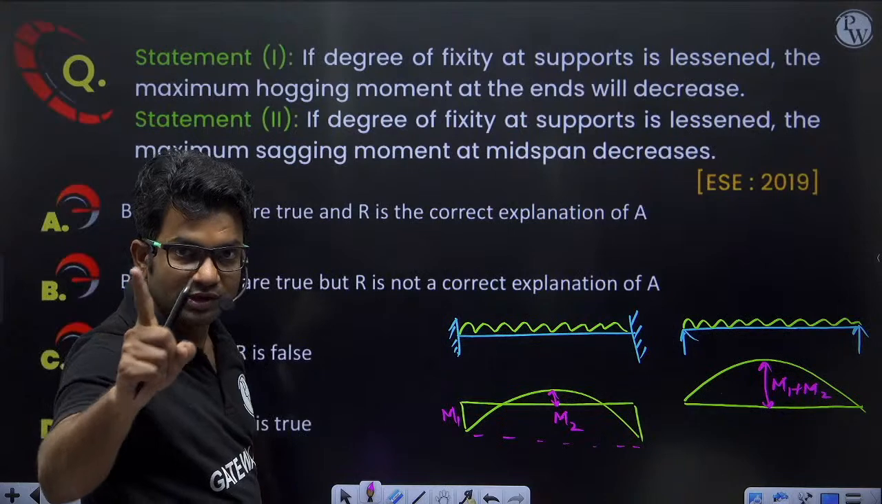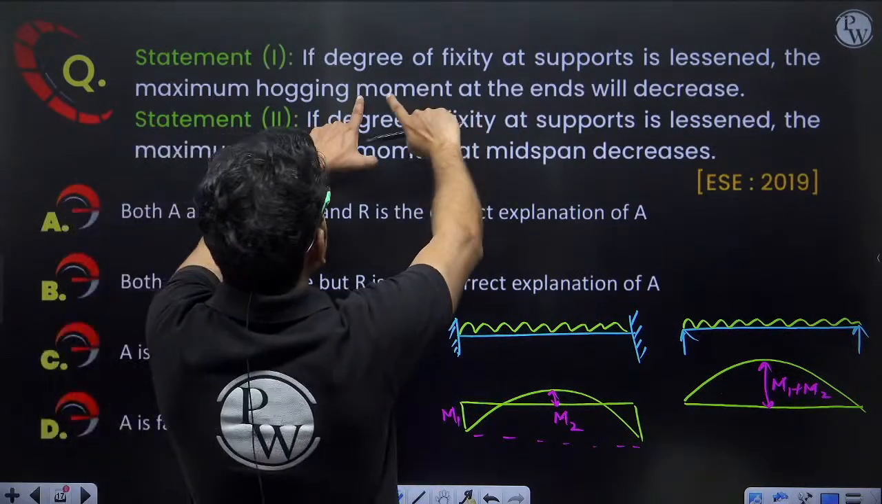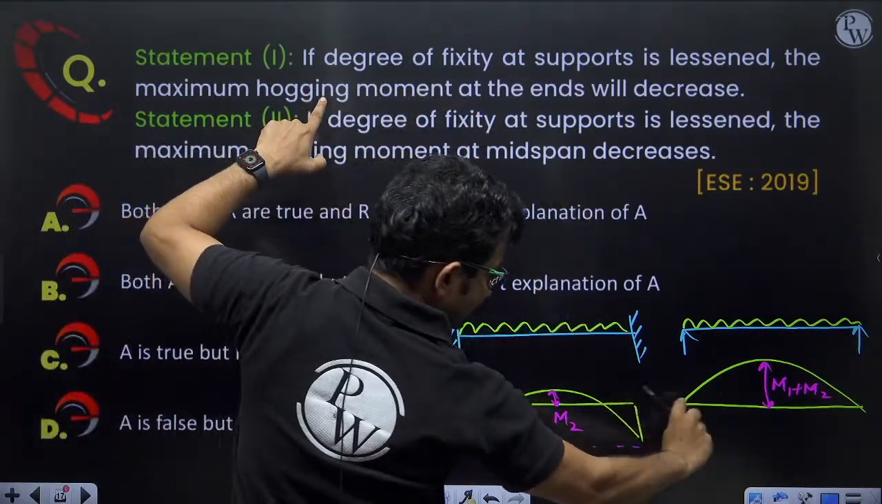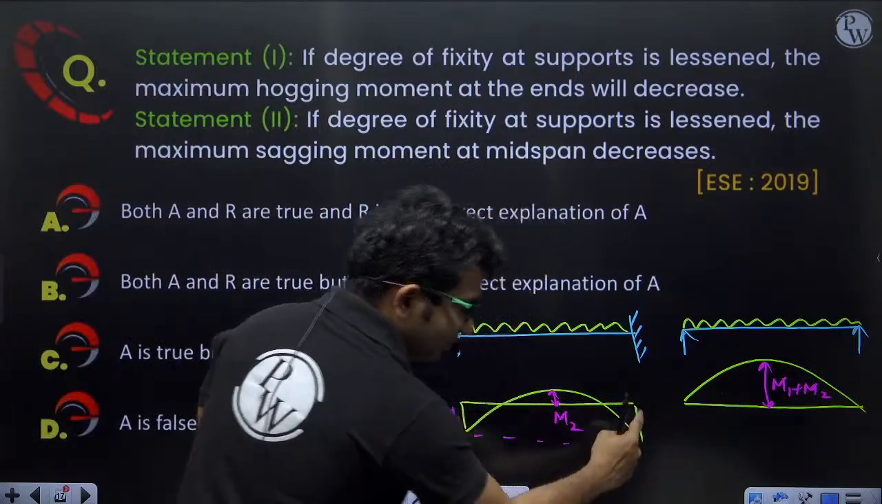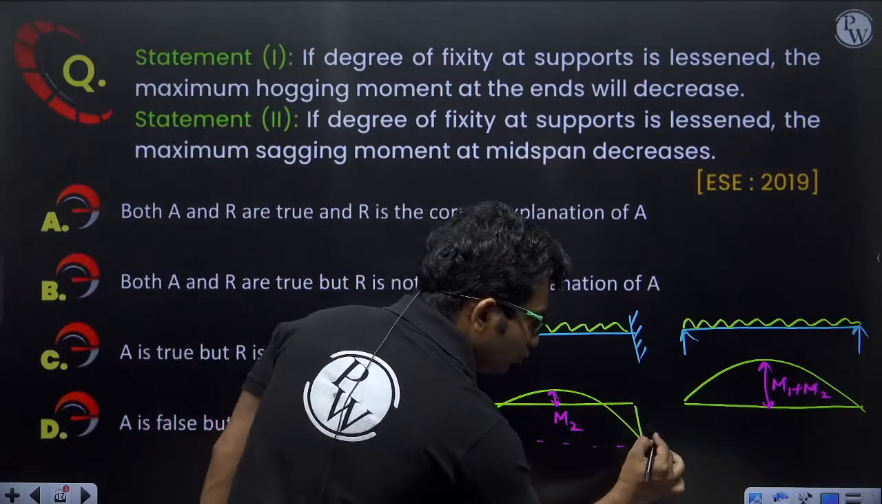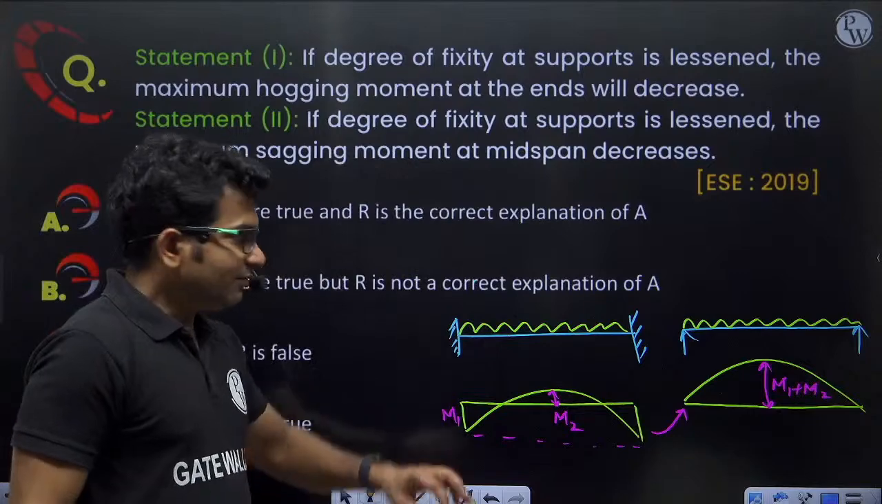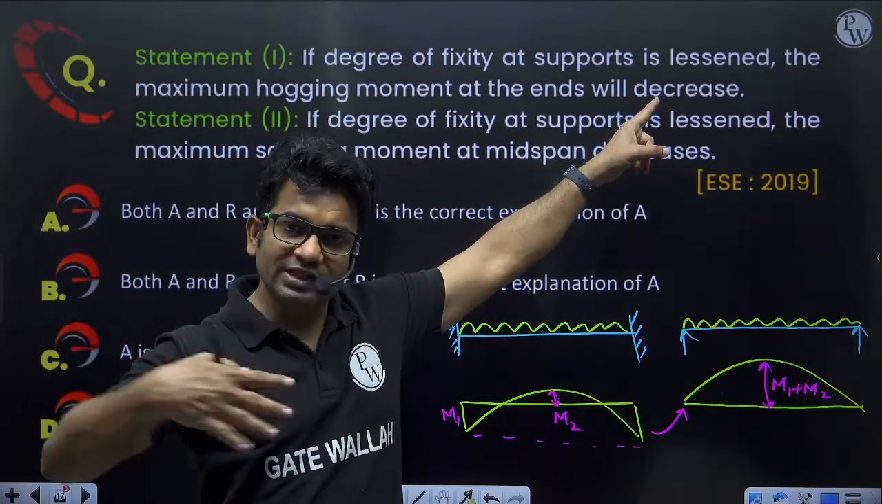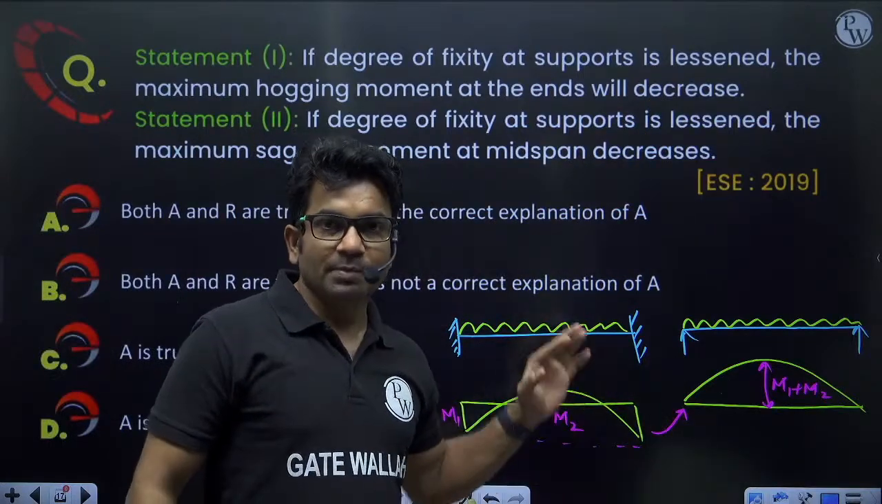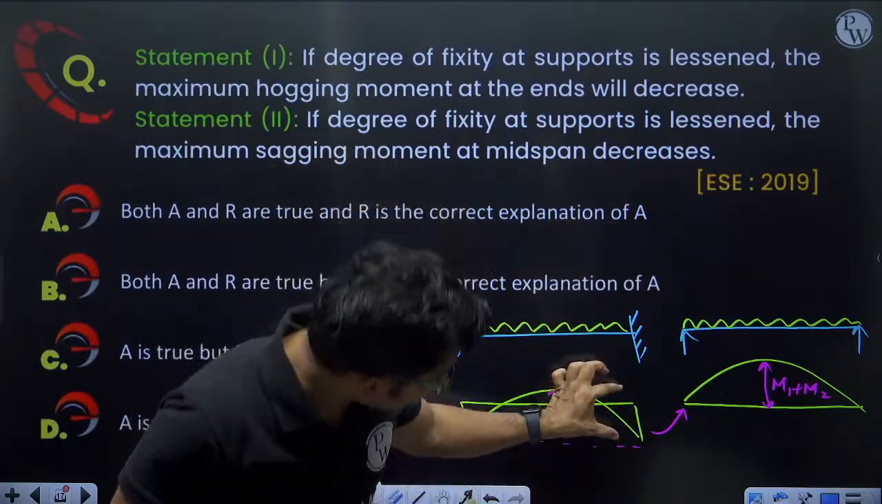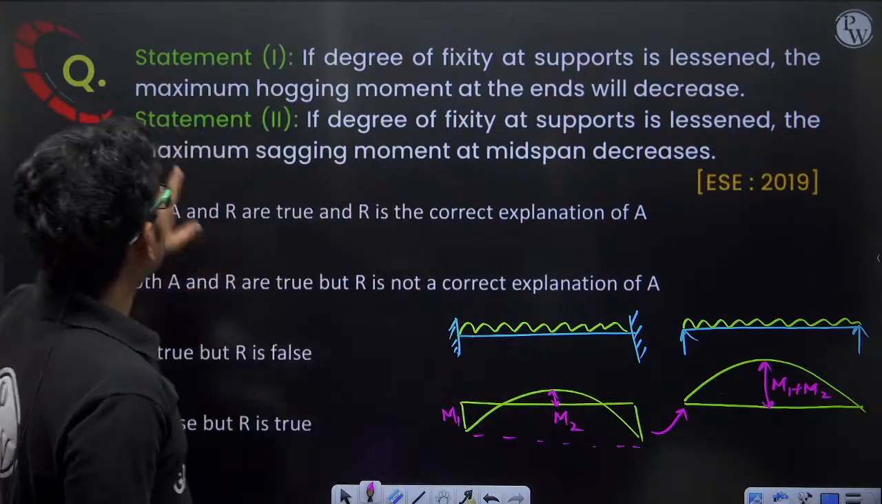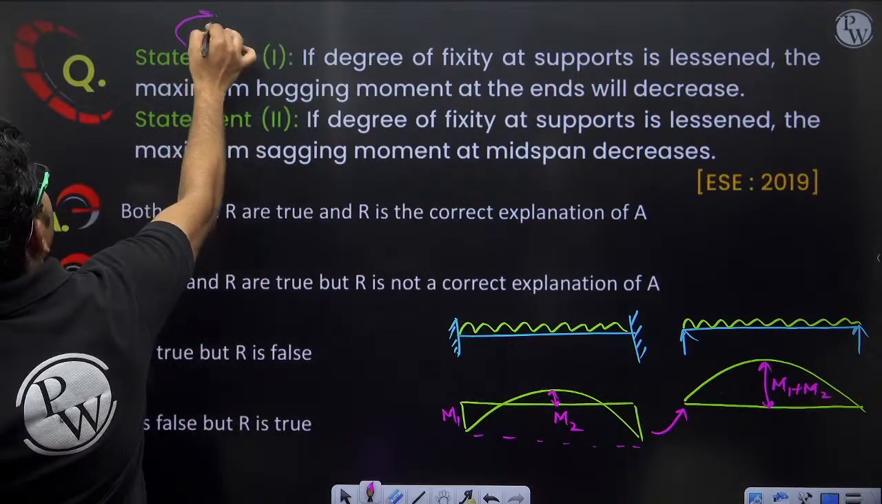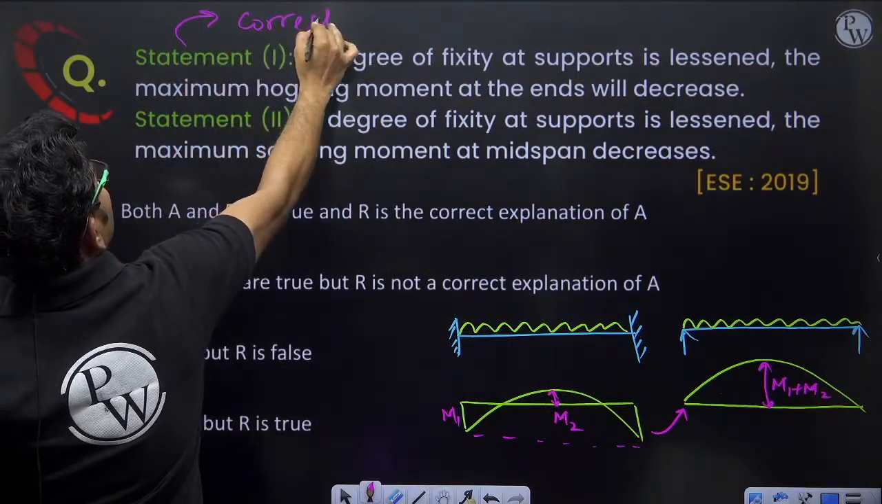Yes or no? Yes. Now you can see that the maximum bending moment at supports will decrease. From this maximum value, it will move to 0. If it is lessened to totally removed, then it will become 0. But if it is lessened, then somewhat this value will decrease. Yes. So statement 1 is correct.